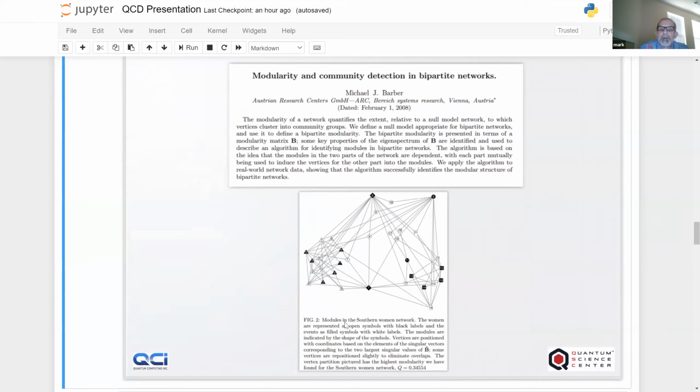And the classic example is the Southern Women Network. So this is from the 1930s. There's some data: 18 different women went to 14 different meetings in different combinations. So you want to find the communities that are represented. Each woman is only connected to the events she attended, and each event is only connected to the women that attended that event. And they report the optimal modularity. Barber reports the optimal modularity is 0.34554 down here in the bottom.